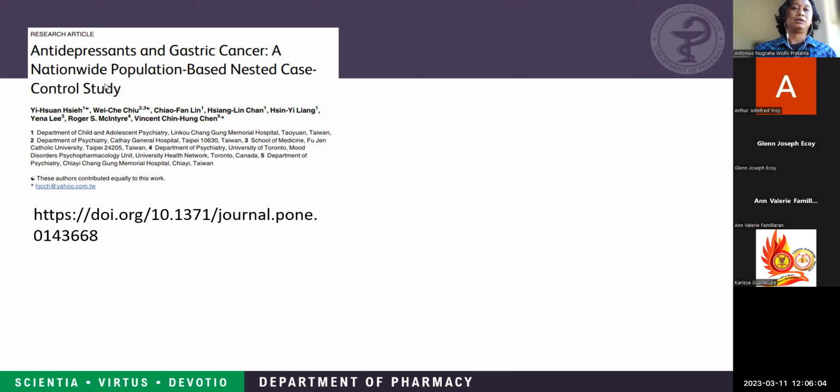This is the example: antidepressants and gastric cancer, a nationwide population-based nested case control study. Why is it called nested? Because usually this report is based on a big study, and it is a part of the results of a big study. So only a part of it.